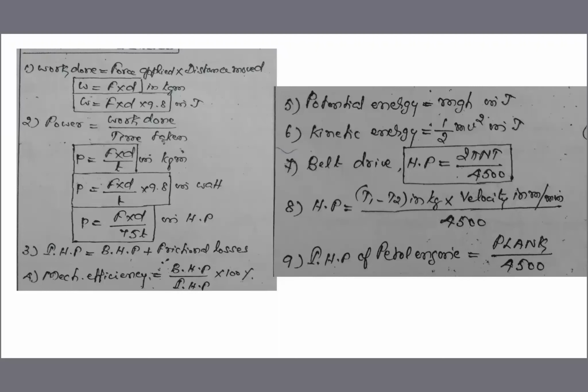So that is the work done formula. Then power formula: work done divided by time taken is called power. That is the ratio between work done and time taken. The definition we studied yesterday: the rate of doing work is called power, or in other words, work done in a particular time is called power. Just keep the formula, don't get confused. Straight away go to the formula: power is equal to force into distance divided by time, F into D divided by T.